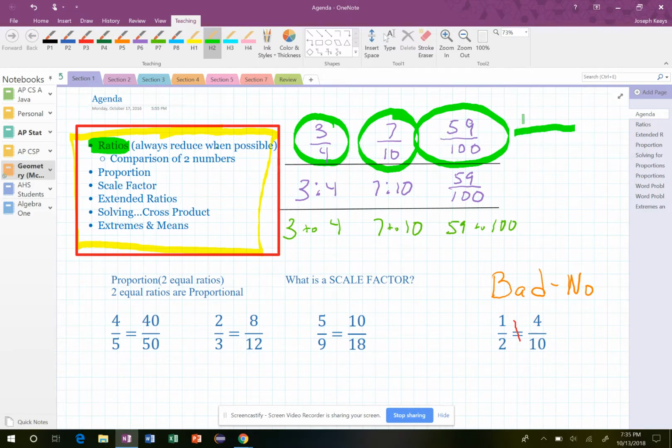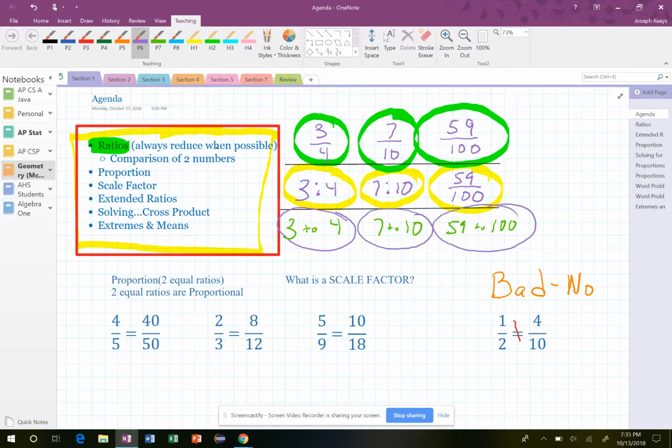So this is one way to write a ratio, and I know what you're thinking. You're thinking, oh, that looks like a fraction. Yeah, that is one way to represent a ratio. What's another way to represent a ratio? Well, right here, 3:4, or 7:10, 59 over 100. All of those are proper ways, and you will see those in all different problems throughout the book. And there's one other way you'll see ratios presented: 3 to 4, 7 to 10, 59 to 100.